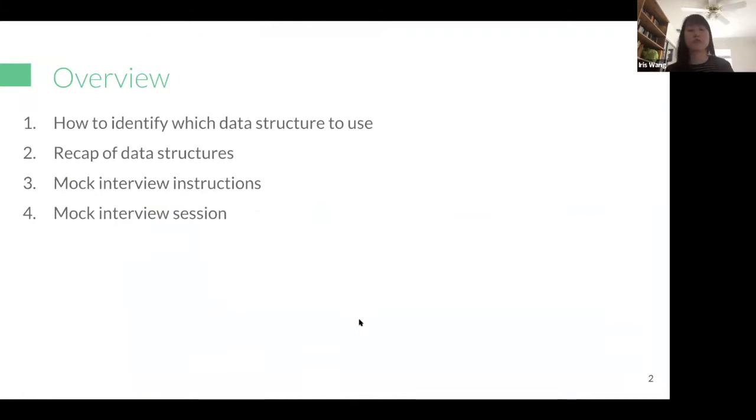For the first portion of the class, I'll be going over some tips on how to identify which data structures to use, just a quick overview of the data structures, and then I'll spend some time going over mock interview instructions. So talking about what you should do as an interviewer and as an interviewee, because this is something we'll be repeatedly doing every week. So it's something we should try to get right, ensuring that everyone has a very good experience. Then we'll break out into the mock interview sessions.